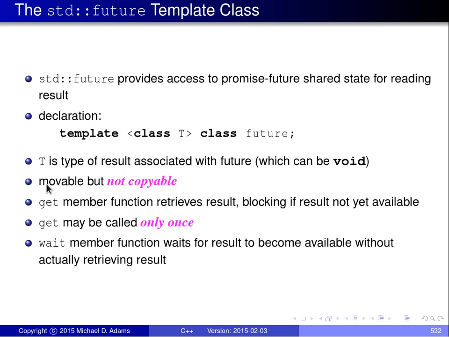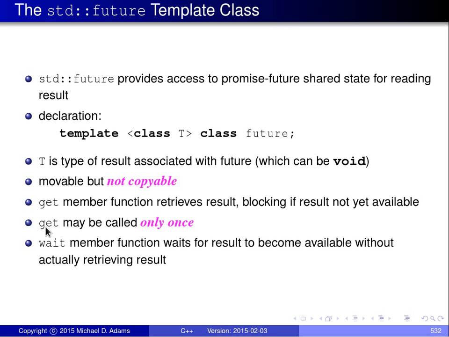Objects of type future are movable but not copyable, as is the case with quite a number of types that relate to concurrency in the standard library. There's a member function called get, which is provided by the future class, and what this does is it retrieves the result that's been stored into the corresponding promise. And if the result is not yet available, in other words, the corresponding promise has not been written into, so there's actually no data that's available yet, then the get member function will block until the result becomes available. And then when the result does become available, then it will be returned.